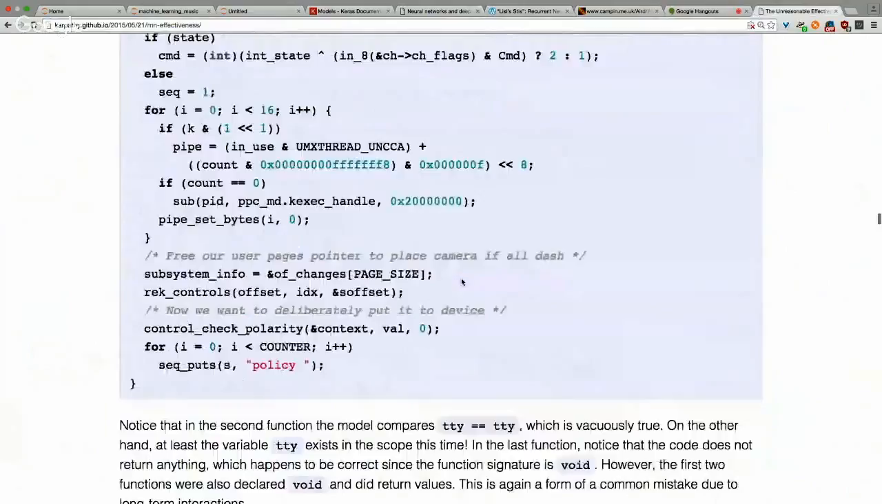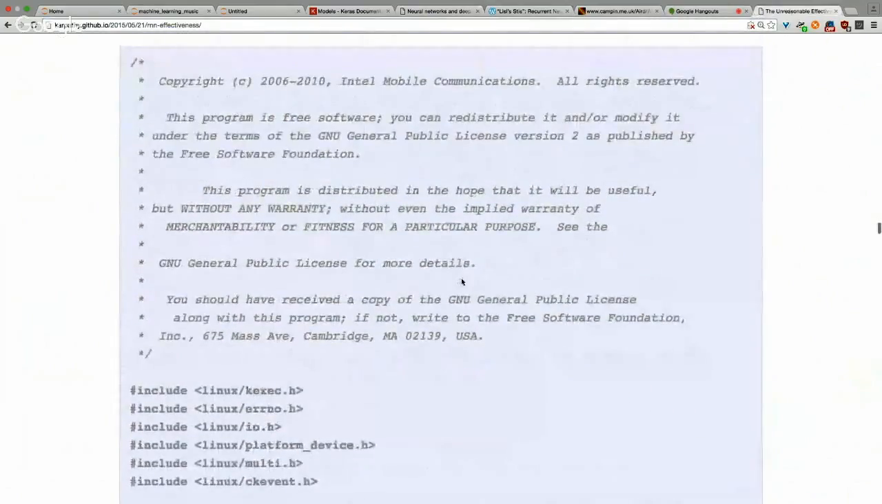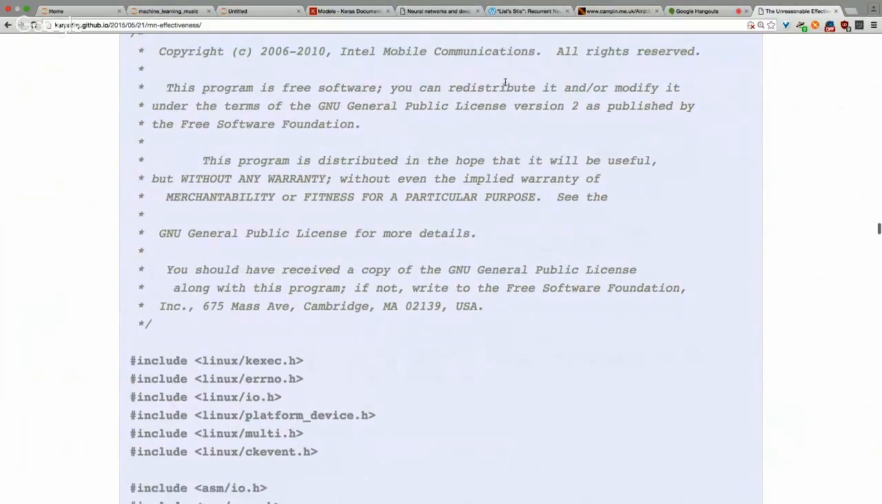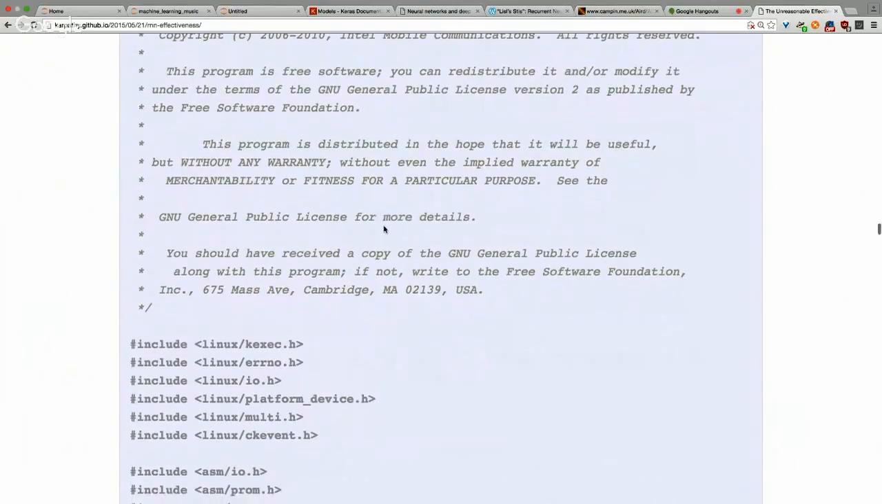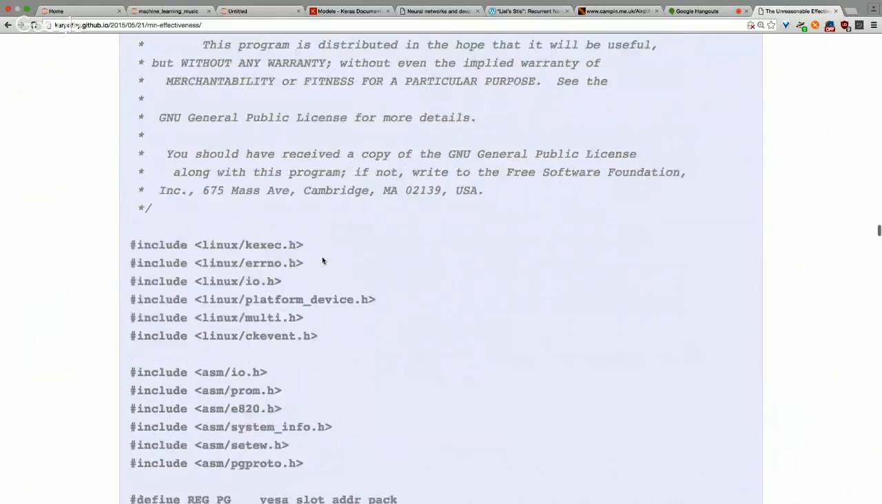This is why I got excited about all this. There we go. It gave it an Intel mobile communications copyright. This is not intentional. This is learned by the neural network. But it's also got the GPL. But you repeat something to it enough, and it learns to output that kind of thing.